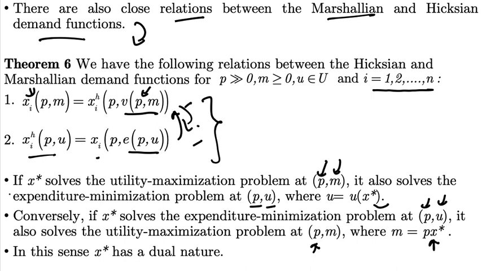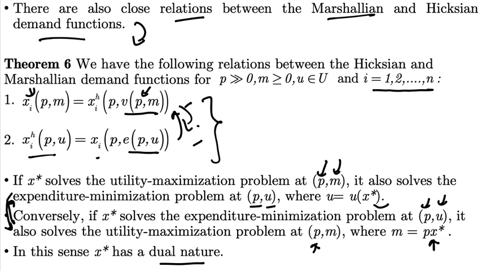Now, can you see? You can have this inversion. So in this sense, X star, the optimal bundle, has a dual nature. So we have consumer duality here, and I'll explain more about consumer duality towards the end of the video, because in order to explain the relationship between all of this, it's better for you to understand another concept in the next slide, so that towards the end I can summarize all of these concepts in the form of duality.